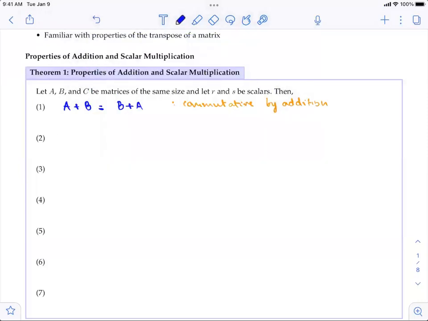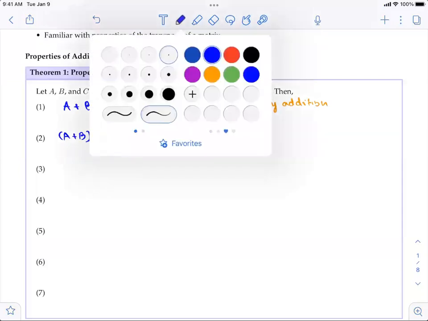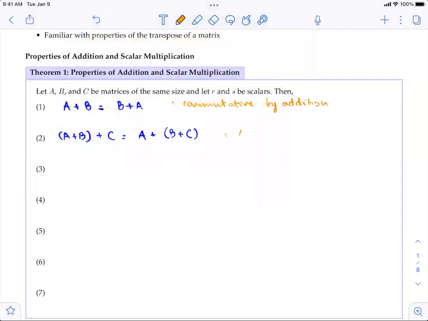The second property is the associative property, that if you do A plus B and then add another matrix C, it is going to be equivalent to doing the addition of B plus C first and then adding with A later. So this is the associative property.